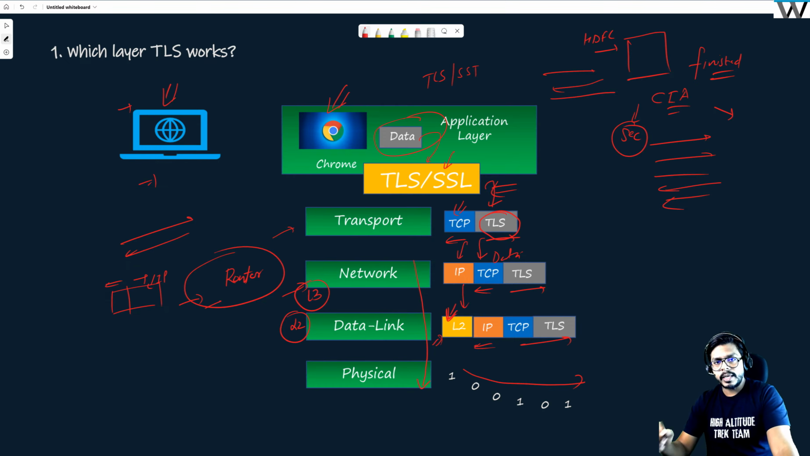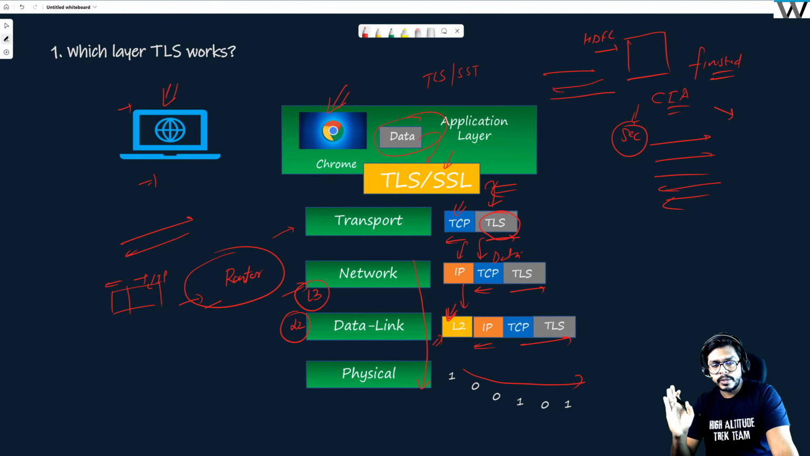So my whole sole point is, because TLS works at a pretty high level, it takes the data from the application itself, it encrypts the data and then sends it. Is there any protocol which can work at a lower layer of the TCP/IP model? And absolutely, there is a protocol which we call IPsec.